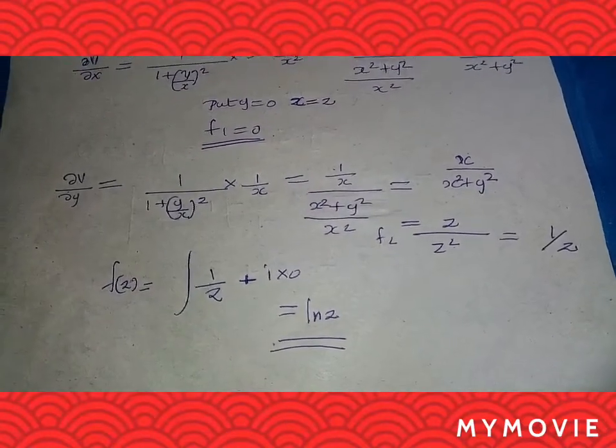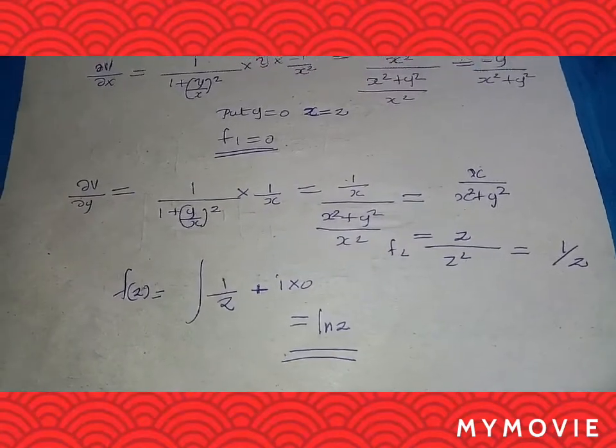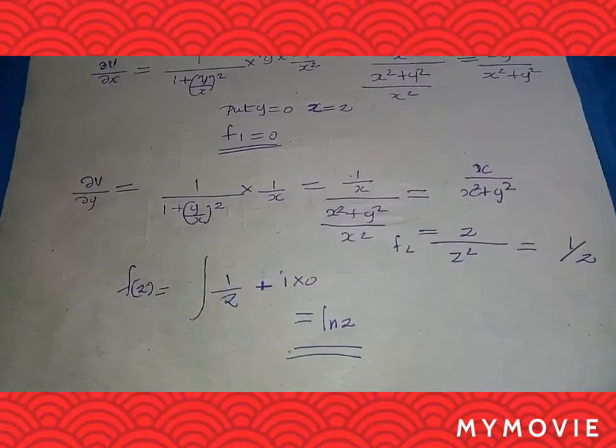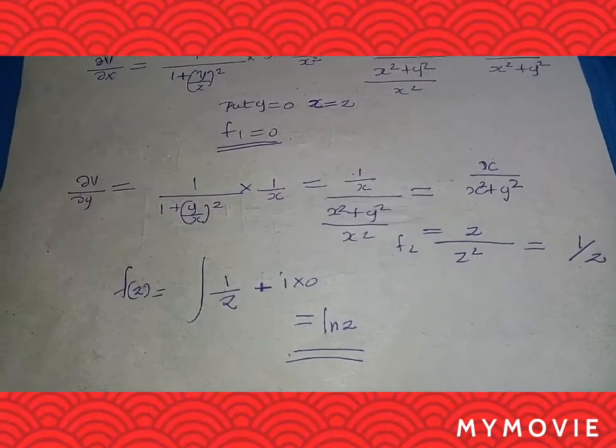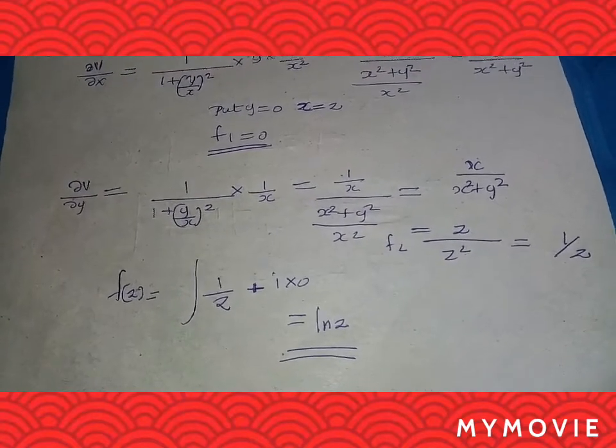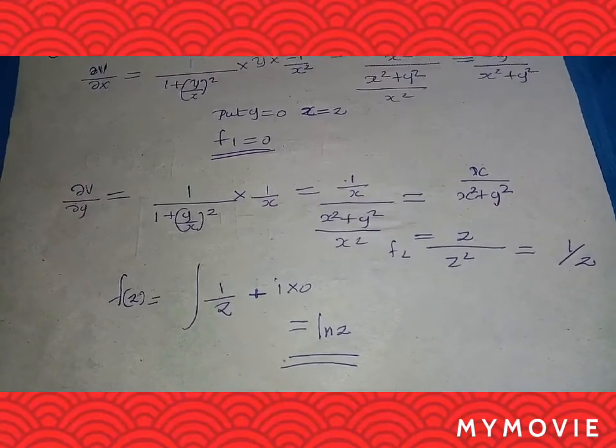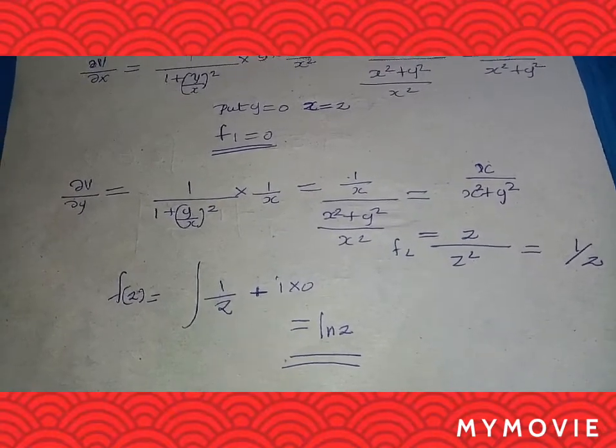After applying this f1 and f2 in the equation f(z) is equal to the integral of f2 plus i f1, which is the formula, the integral of 1 by z is equal to log z. Integral 1 by z is log z, it's the answer.